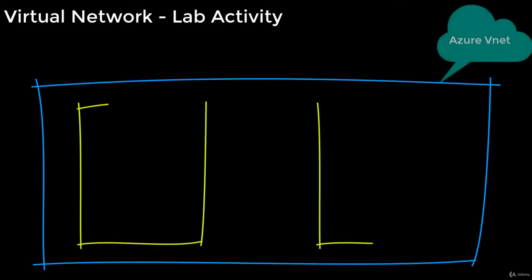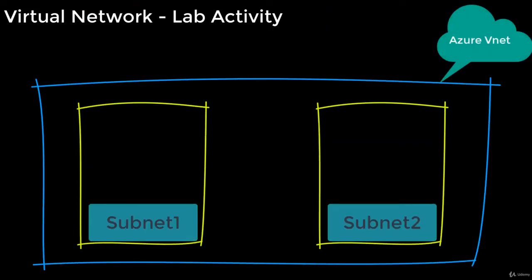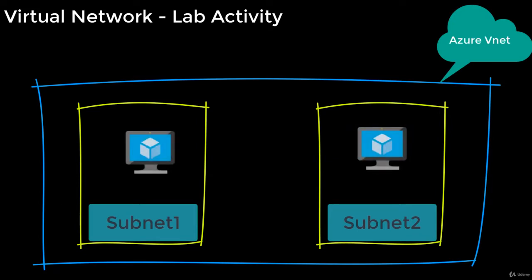In this lab, we will go ahead and create a virtual network in Azure subscription. In the virtual network, we will create two subnets. And thereafter, in each subnet, we will be hosting two virtual machines. The communication between each of the virtual machines will then be established with security groups.